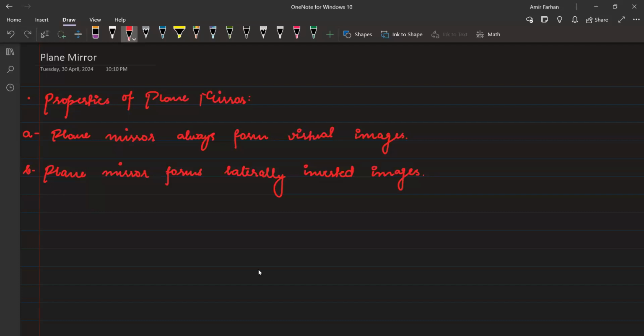So basically, when you stand in front of a mirror, what do you observe? You must have observed that if you raise your right hand, the left hand appears to be raised in the image. That kind of image is called laterally inverted. It means your right appears to be left and your left appears to be right. Virtual and erect. Let me write it. Add erect as well. Erect means upright.